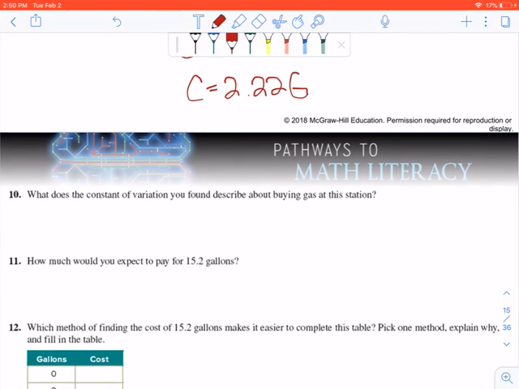All right, so what does the constant of variation we found describe? So what we already said, because K is 2.22, and we're multiplying that by the number of gallons to get the total cost, this is the cost per gallon.